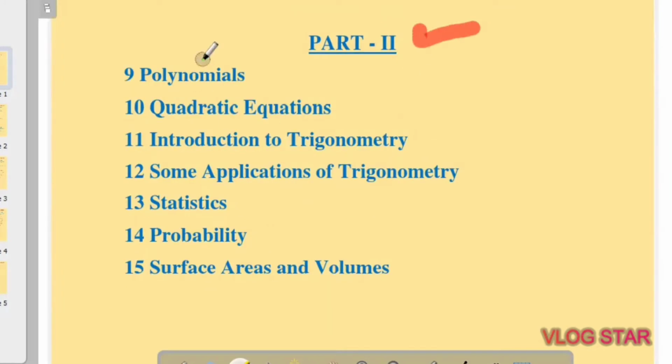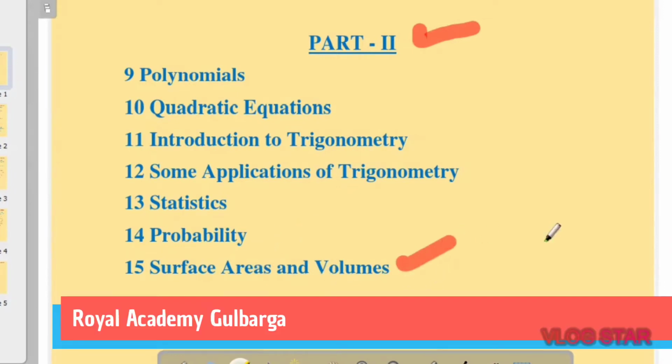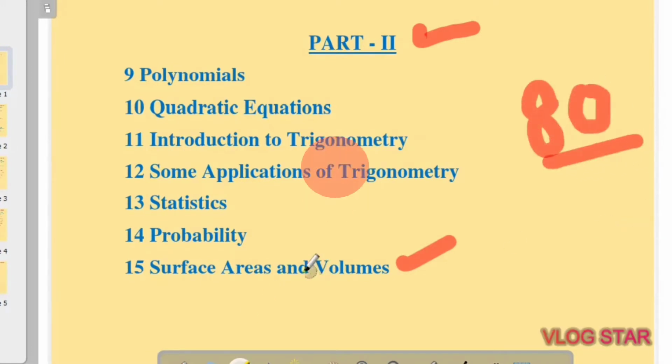In part 2 you have 7 chapters, that is polynomials, quadratic equations, introduction to trigonometry, some applications of trigonometry, statistics, probability, surface area and volumes. So these 15 chapters you need to cover to get 80 marks in your board examinations.